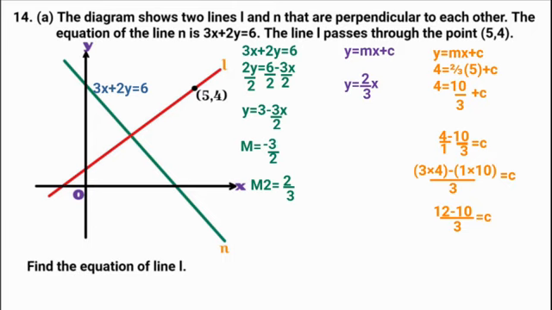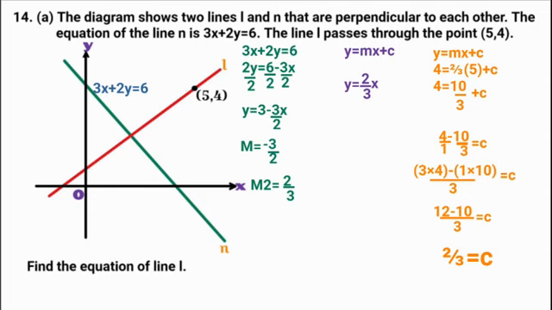Once I've done that, then I'm going to evaluate. Oh, sorry, not 2, but 12 minus 10 will give us 2, which will be 2 over 3, which will be equal to c. So the value of c is 2 over 3.